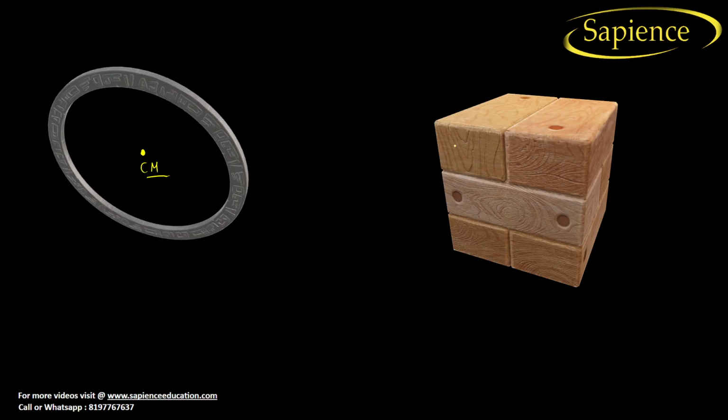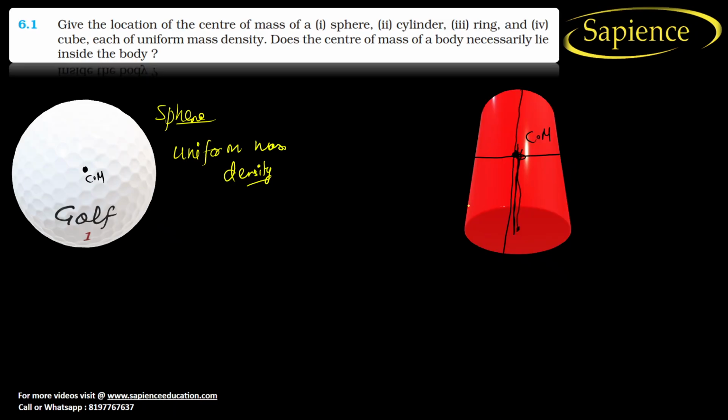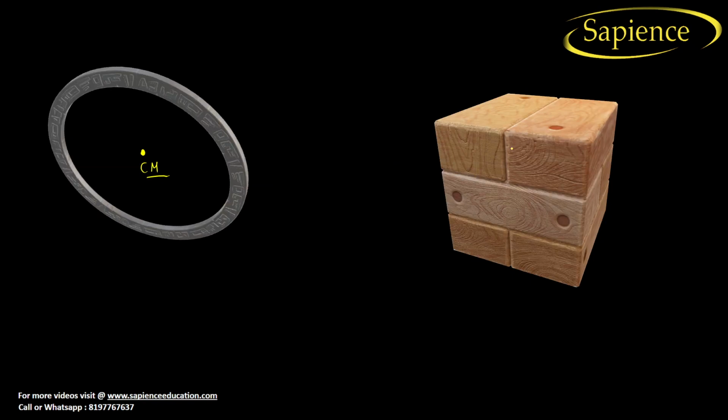And here also, if you see the case of the cube, it will be at the center. Let us consider a cube like this. So this is the cube. The center of mass will be at this point, the center of the cube only, because it is uniformly distributed. Okay.